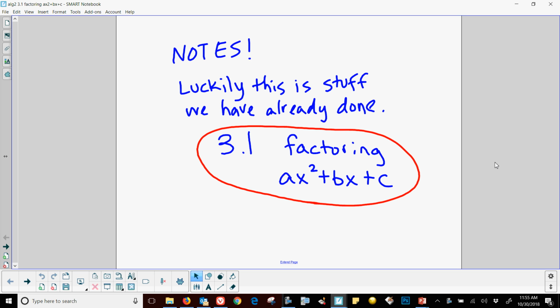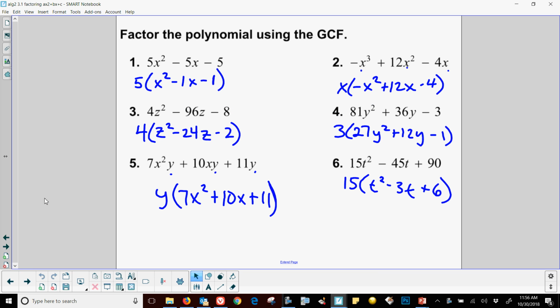As you can see, this stuff we've already done. If you go back to the factor and FOIL videos, really videos 2, 3, and 4, we really got into factoring. And when we went through this, it was pretty easy. They picked it up and went, oh yeah, that's right, I remember that.